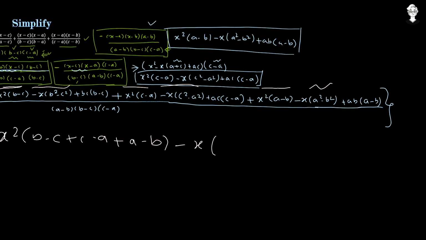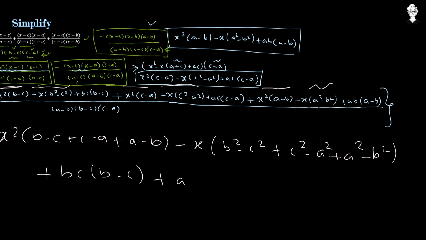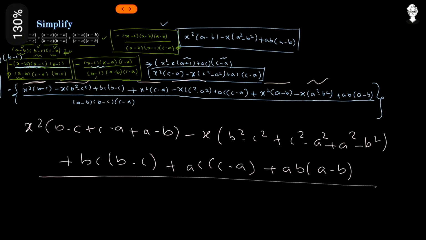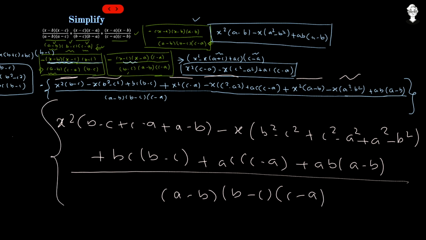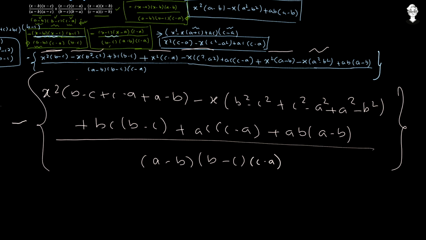Now this thing will get multiplied with the addition of all the brackets that were multiplied with x, and they were (b² − c²) + (c² − a²) + (a² − b²). Okay, and the rest of the terms as it is, that is plus bc multiplied with (b − c) plus ac multiplied with (c − a) plus ab multiplied with (a − b). And this thing is getting divided by the denominator, that is (a − b) into (b − c) into (c − a), and a negative sign in the beginning. Okay, now let us simplify this thing further.